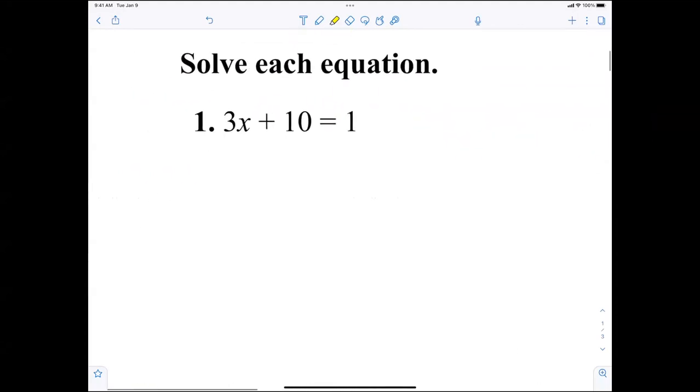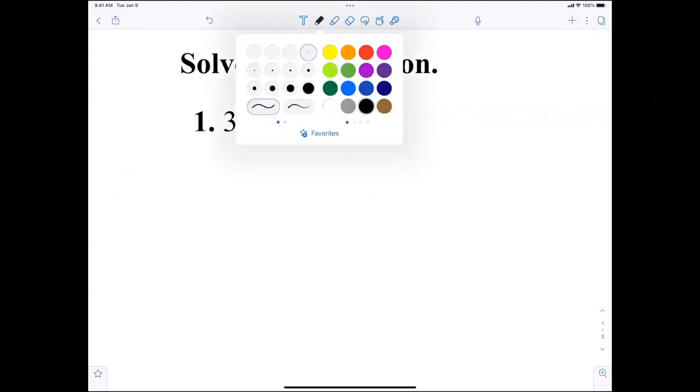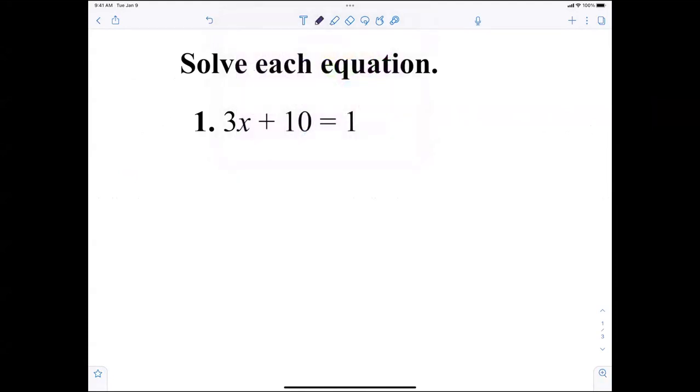I have 3x plus 10 equals 1. So what am I going to do first? So subtract, you want to take off the 10 by subtracting it. That's 100% correct. Thank you. Make sure you do the same thing to the 1 also. Right. So you're going to put a minus 10 and a minus 10, then draw a line underneath it.